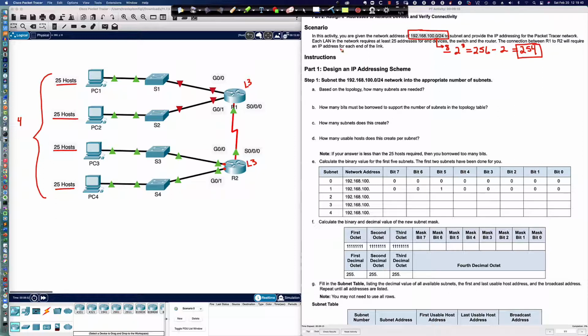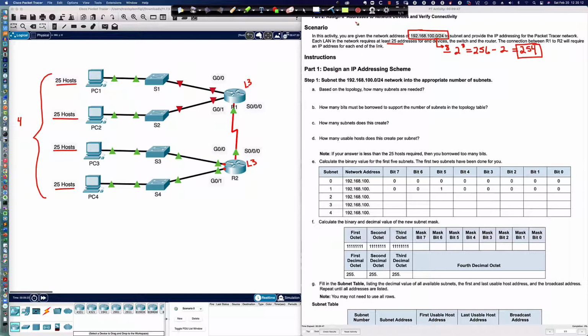All right, so we take a look back up here. Each LAN requires at least 25 addresses. We see that over on the side. And let's see, for the end devices, the switch and the router. This is going to be one of those activities where we're probably going to be asked to assign the first usable address to the router interface for the subnet in question. The second usable IP, maybe to the switch. The last usable IP, maybe to the PC. And we'll see as we work our way down here.